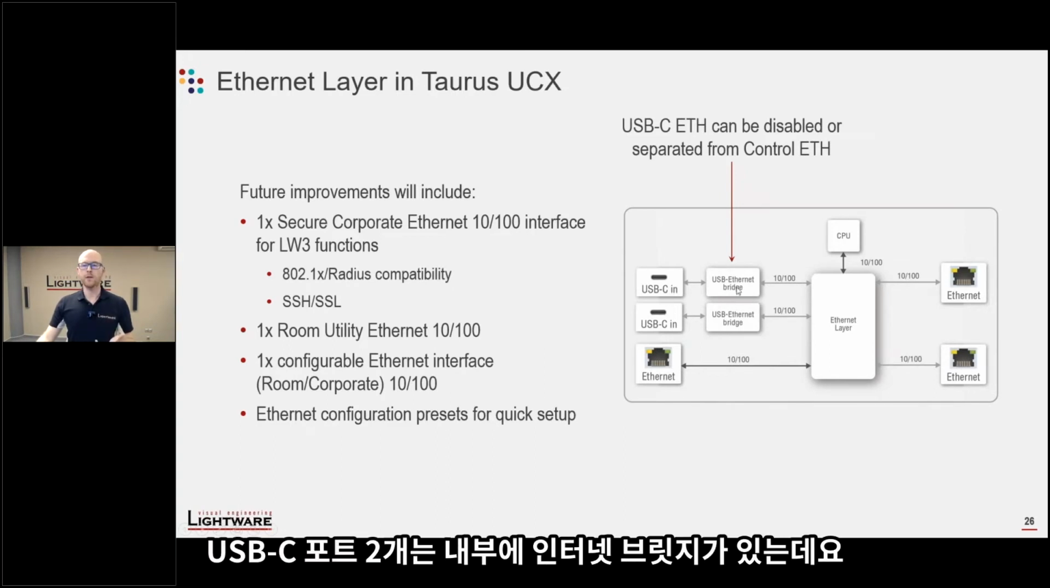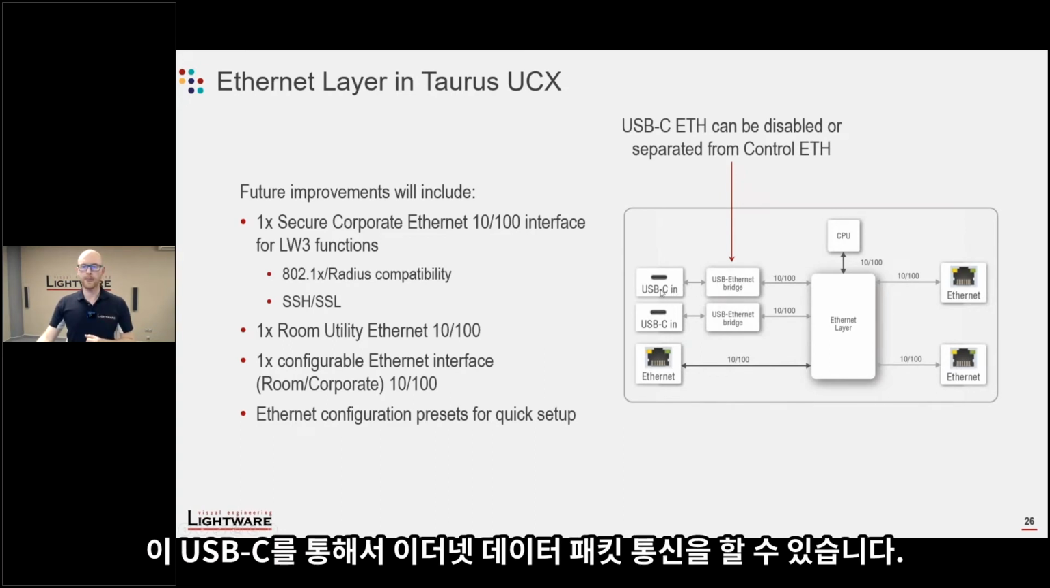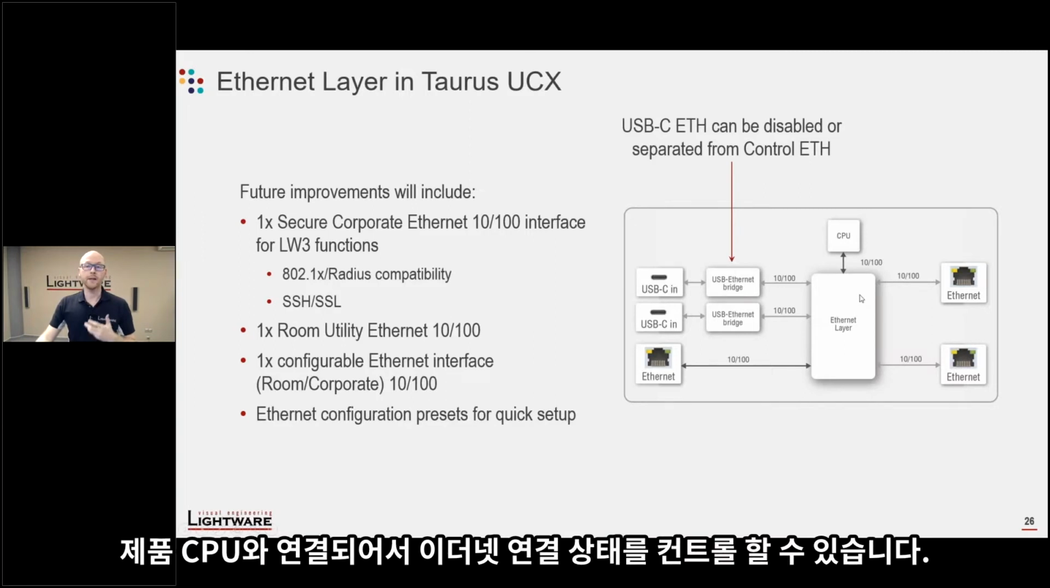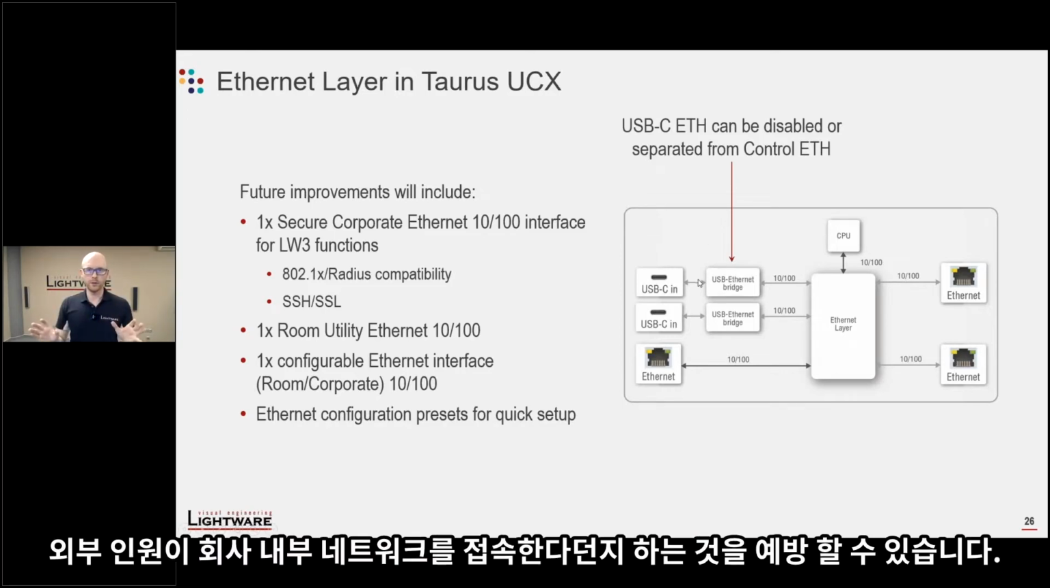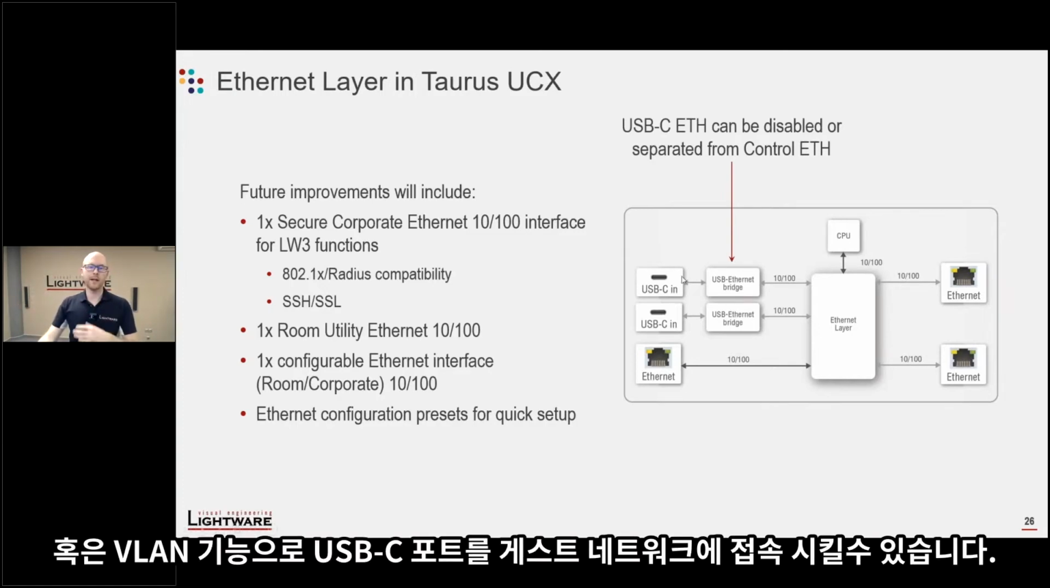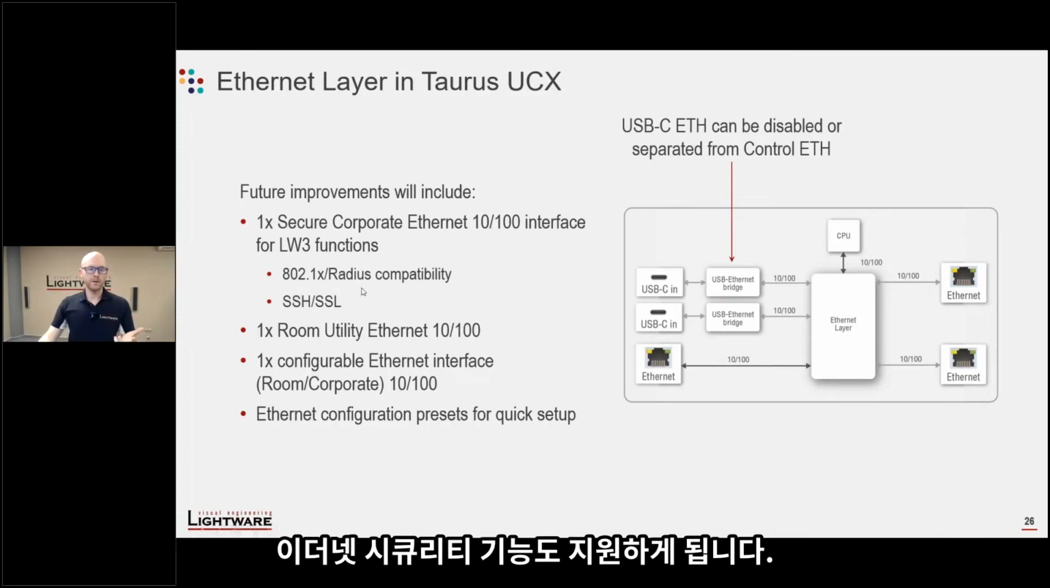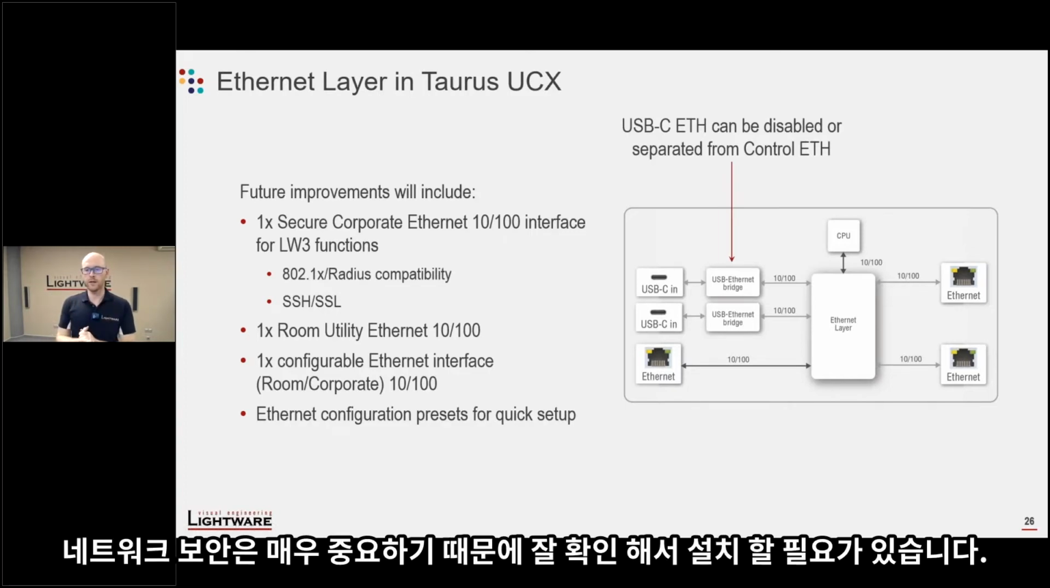The 2 USB-C ports have USB Ethernet bridges inside. So this port carries Ethernet data packetized as USB data. And to the internal Ethernet layer, we also have the CPU connected. The USB-C Ethernet ports can be disabled, so you don't need to worry about giving your guests access to your whole company network. So you can disable it, and in the future, you can put these ports on separate VLANs as a guest network. Security functions are also coming, 802.1X or RADIUS compatibility, SSH, SSL, which Jason mentioned. It's really important for people who are installing these and who are using these in UC rooms.